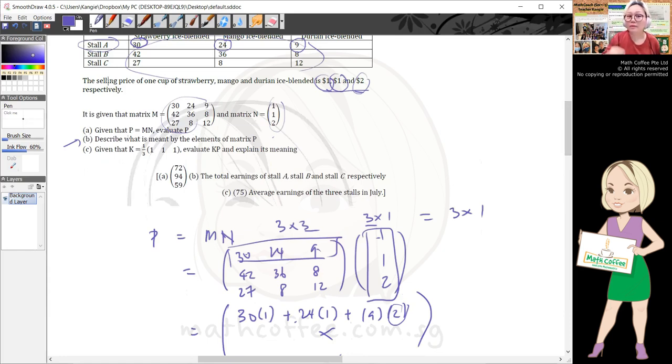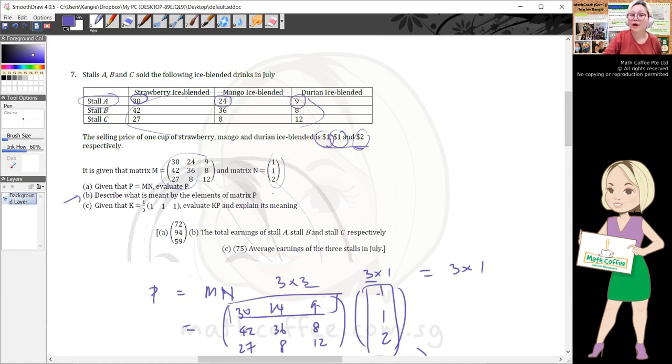Because when I end up having 3 numbers, it can also mean that it's a total amount for strawberry. It can also mean that it's a total for mango. It also can mean that it's a total for durian. You understand? I have 2 ways. Either it's a total for store A, total for store B, total for store C, or strawberry, mango, and durian. So you don't know which one is the correct answer.